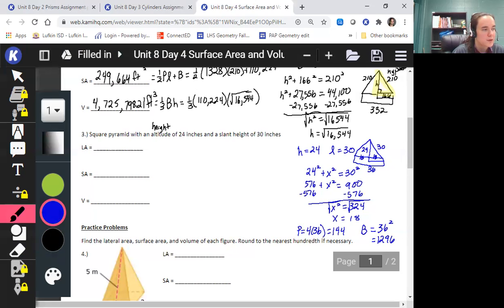So remember, our formula for lateral area is 1/2 times our perimeter times our slant height. So 1/2 times our perimeter, which is 144, times our slant height, which was 30. And we get 2,160 feet squared, or inches squared, sorry.